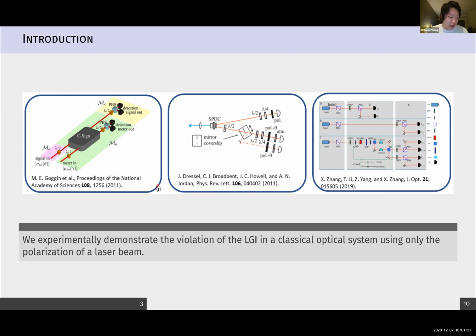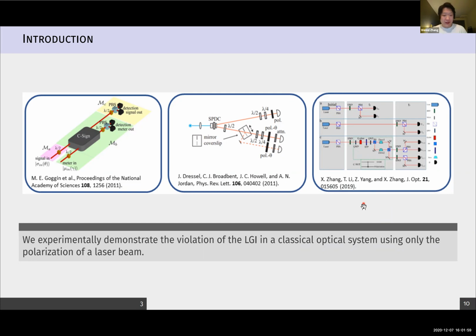Okay, the third example uses not single photons, but classical light. But they use the interplay between the orbital angular momentum and polarization of light, as you can see with their CNOT gate here. And this is, for lack of a better term, what some people call classical entanglement.